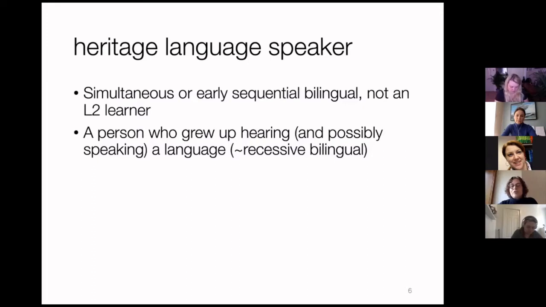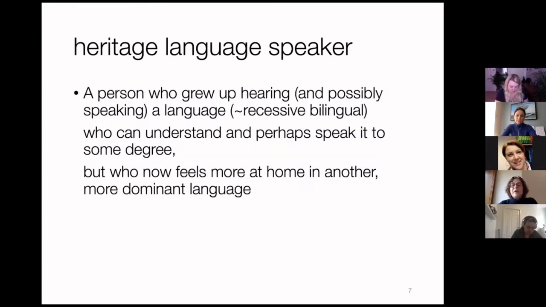The idea is that they control 2 languages, but the dominant language of their society is something that they're much more comfortable with as adults. And so there are these 2 languages, but the home language is somehow weaker or less balanced than the language of the ambient society.